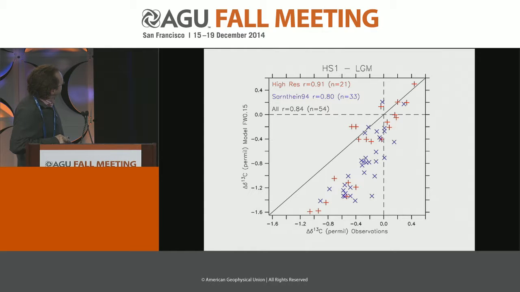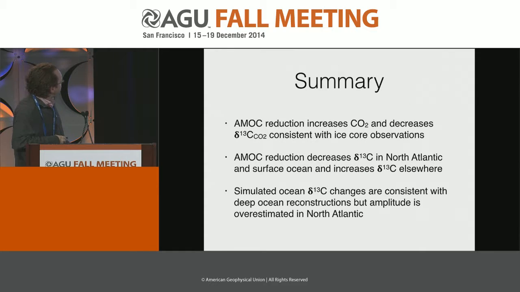But what you can see is that, first of all, there's a very high correlation of about 0.9. But there's an offset in these data in the North Atlantic, where the model predicts too large an amplitude of a decrease. But nevertheless, I think it's very important that there's a very high correlation between the model changes and the observations. So I think this is convincing proof from distributed data in the deep ocean that indeed there was a large reduction in the AMOC during Heinrich Stadial 1. So to summarize, the AMOC was reduced.